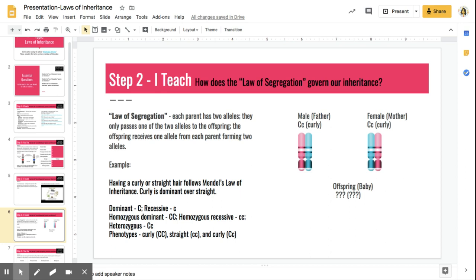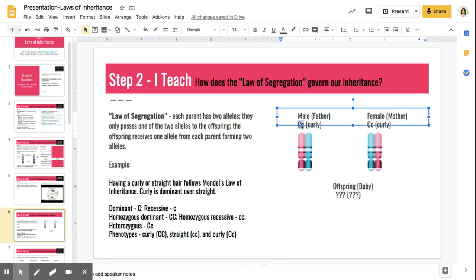So in this video, we're still explaining how the law of segregation governs our inheritance. We're already on the last example. We're still using the curly or straight hair example from slide 1. But this time, in example number 4, the male has these two alleles, dominant curly and recessive straight. So the genotype is heterozygous, and the phenotype is curly hair.